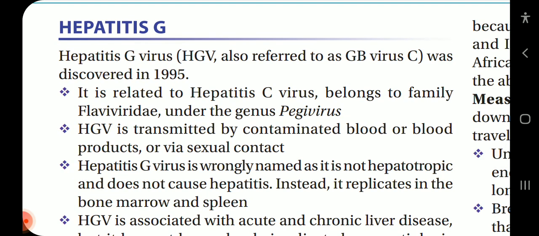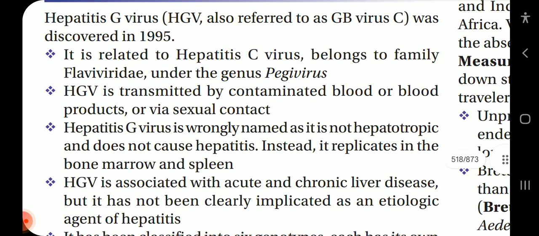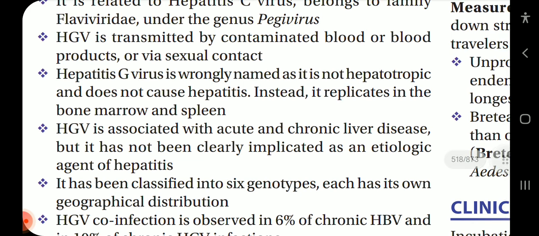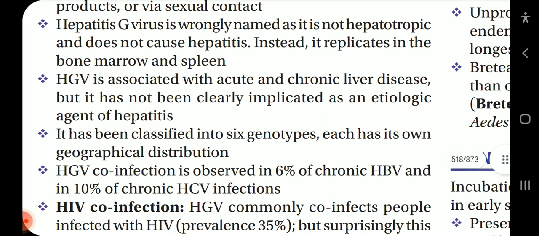Hepatitis G virus, HGV, also referred to as GB virus C, was discovered in 1995. It is related to hepatitis C virus and belongs to the family Flaviviridae under the genus Pegivirus. HGV is transmitted by contaminated blood or blood products or via sexual contact. Hepatitis G virus is wrongly named because it is not hepatotropic and does not cause hepatitis. Instead, it replicates in the bone marrow and spleen.